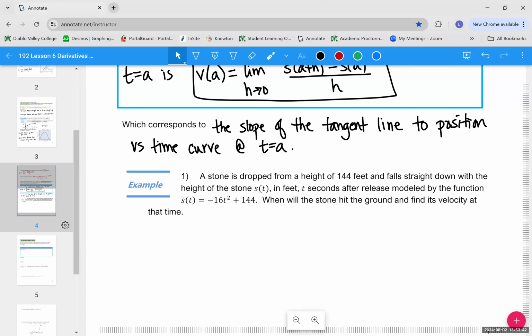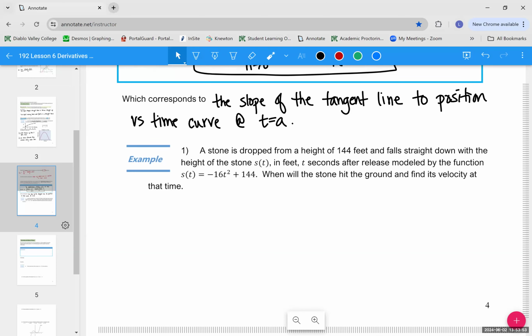Okay, so we do have one example here to work through. We've got a stone. It's dropped from a height of 144 feet, falls straight down. With the height of the stone, the position function given by this negative 16t squared plus 144. So when will the stone hit the ground? And find its velocity at that time. So we have a couple of different things. The first thing we need to know is when will the stone hit the ground, and then we will find the velocity at that time.